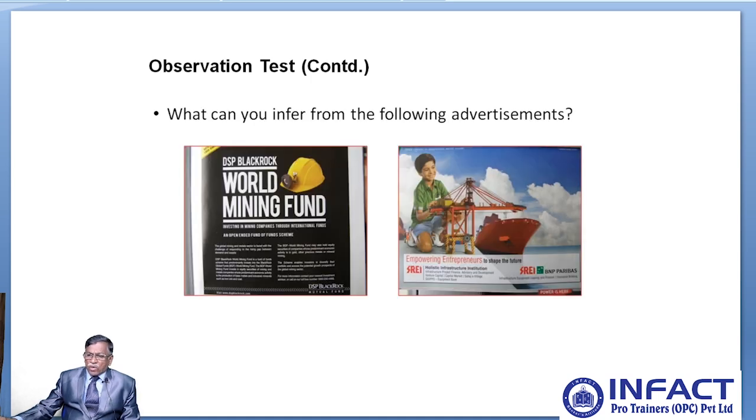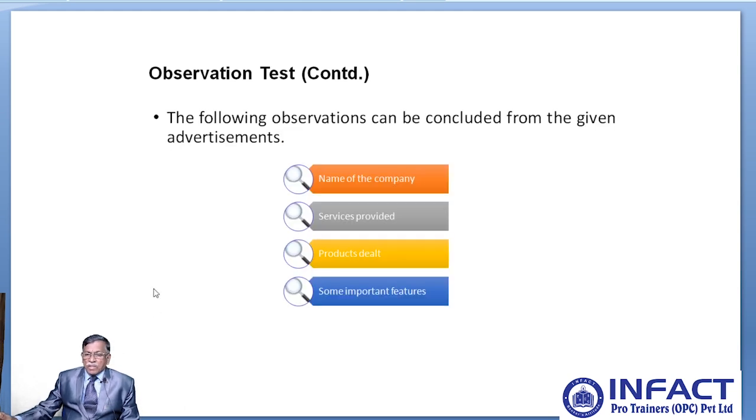What can you infer from the following advertisements? It's talking about DSP BlackRock World Mining Fund. And we have something called Sri. Let us see what it is. The following observations can be concluded from the given advertisements. One is the name of the company. You can infer what the name of the company is. What are the services provided by the respective company. Then what products are dealt with by them. And some features of those products.